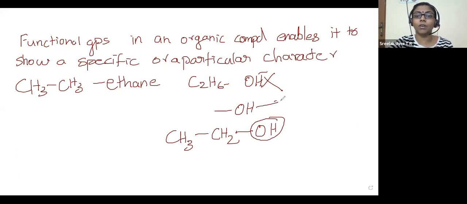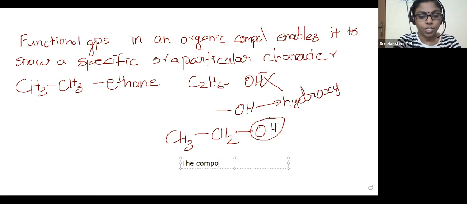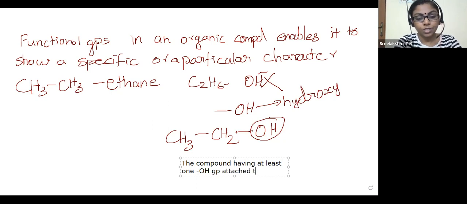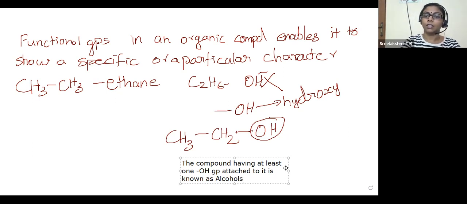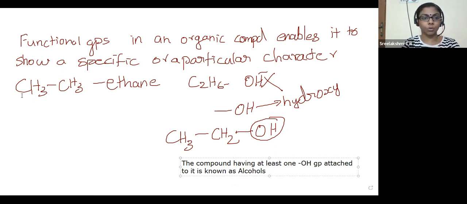And this OH group is known as the hydroxyl group. Hydroxy group. And the compound having at least one OH group attached to it is known as alcohols. Alcohols as in the real alcohol, ethanol, methanol, propanol, butanol. Okay, every alcohol you are familiar with the names belongs to this category.